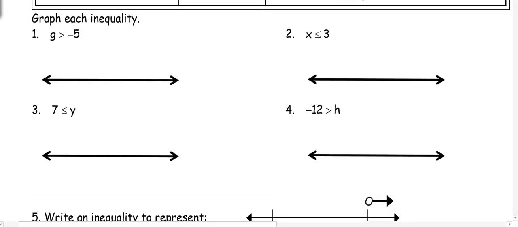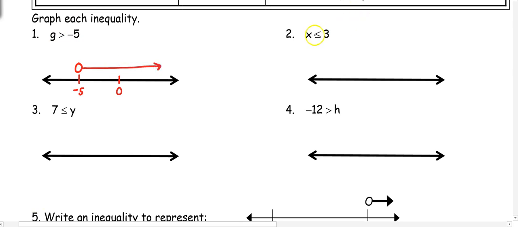So let's graph each inequality. Now, when you are graphing inequalities, make sure that you use the variable first on the left-hand side. If the variable's not on the left-hand side, you can't graph yet. So in this case, we have g is greater than -5, so we can graph. So we're going to put -5 somewhere on our number line. We're also going to show where 0 is, so 0 is somewhere greater than -5, so it's going to be to the right. If it's a greater than, it is an open dot, and then we shade to the right.